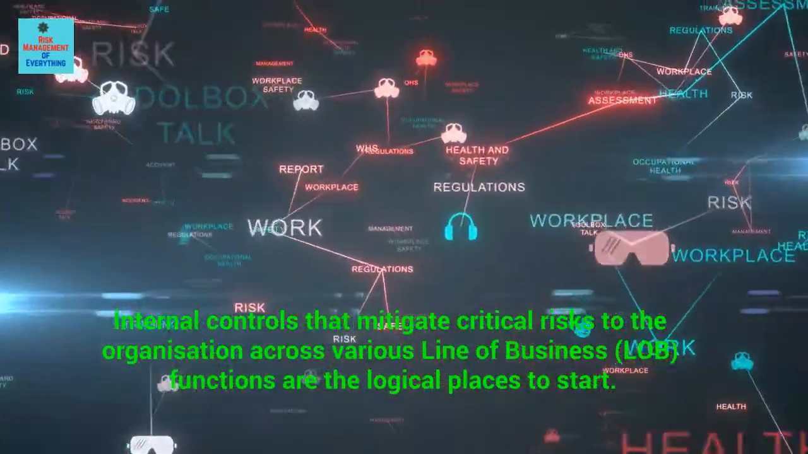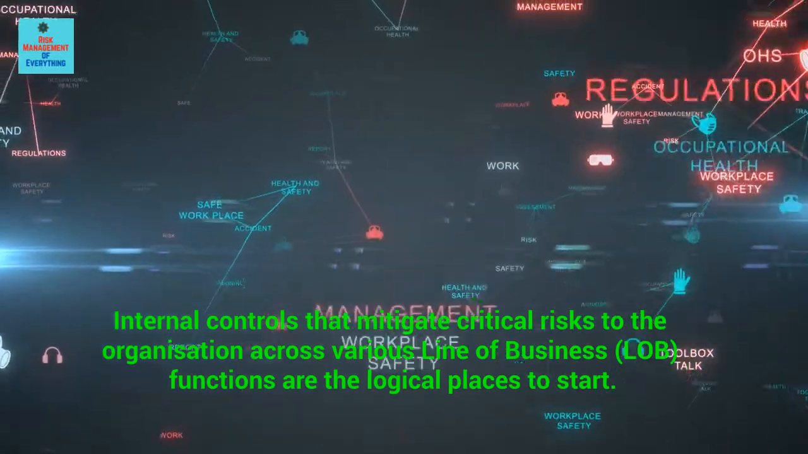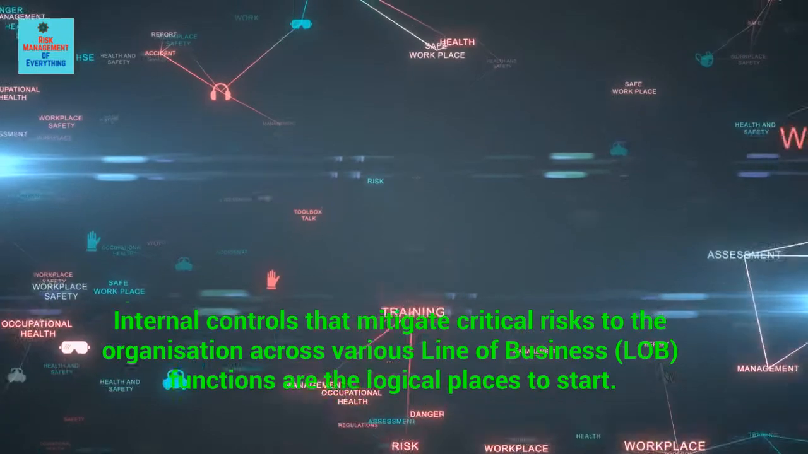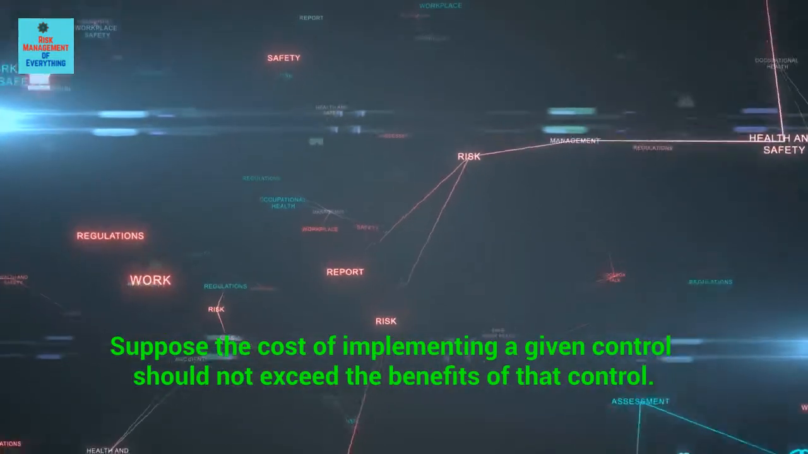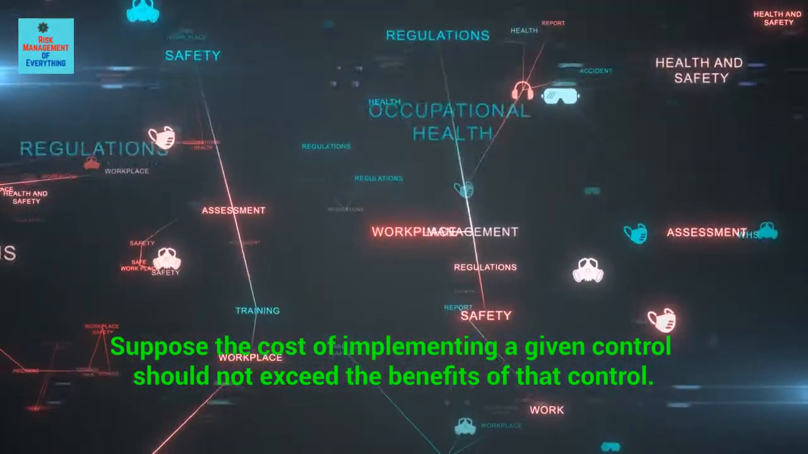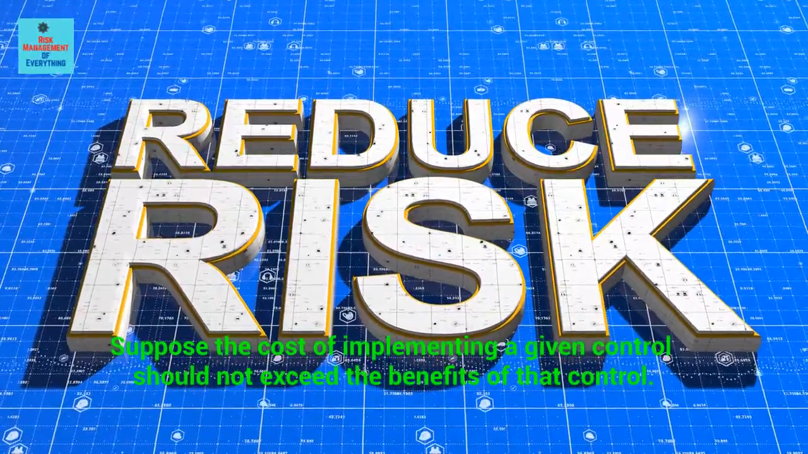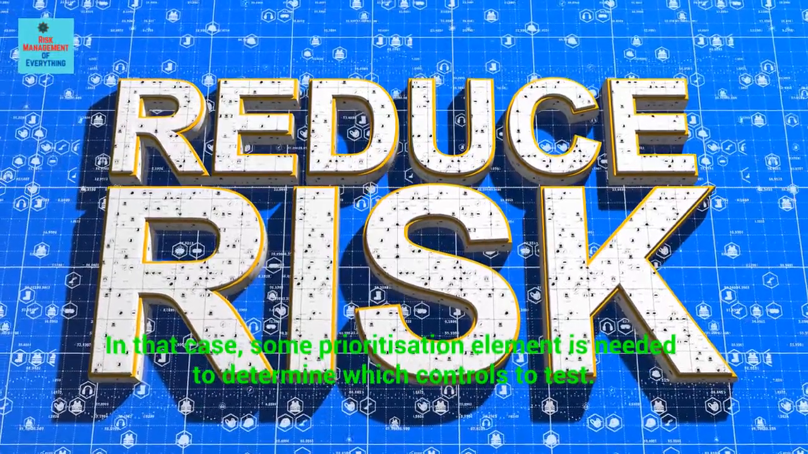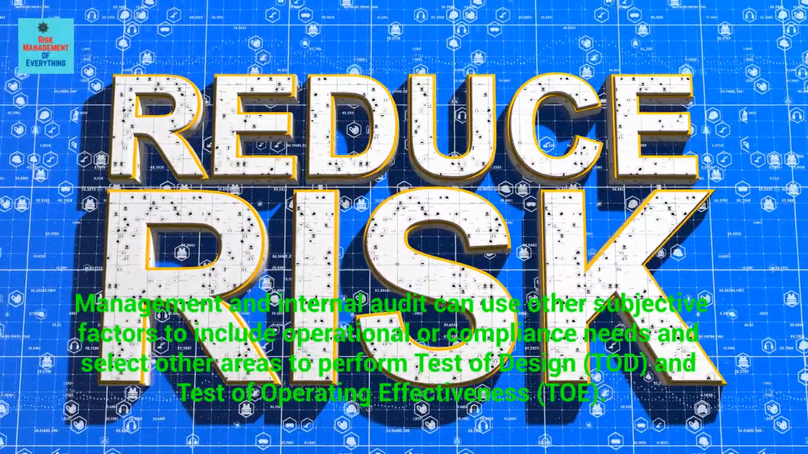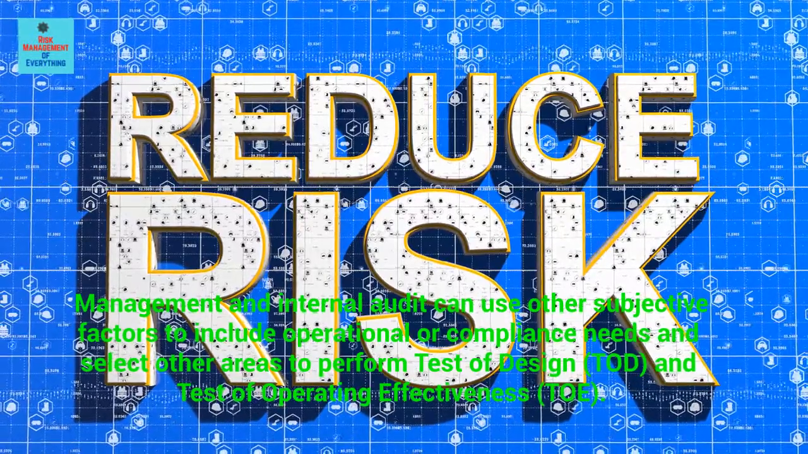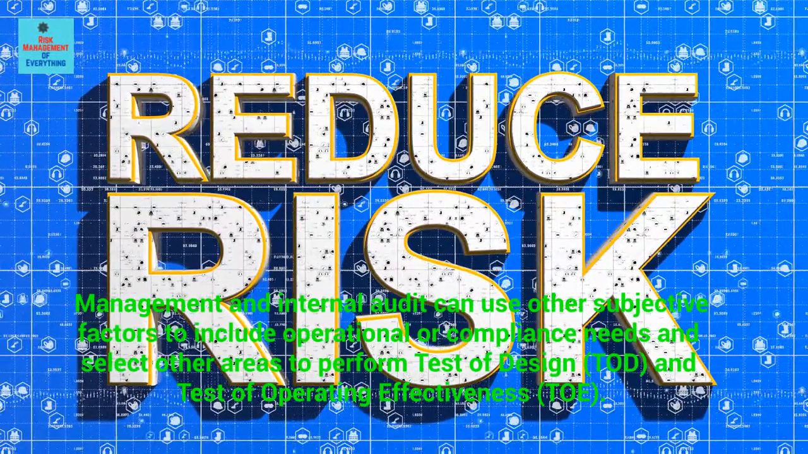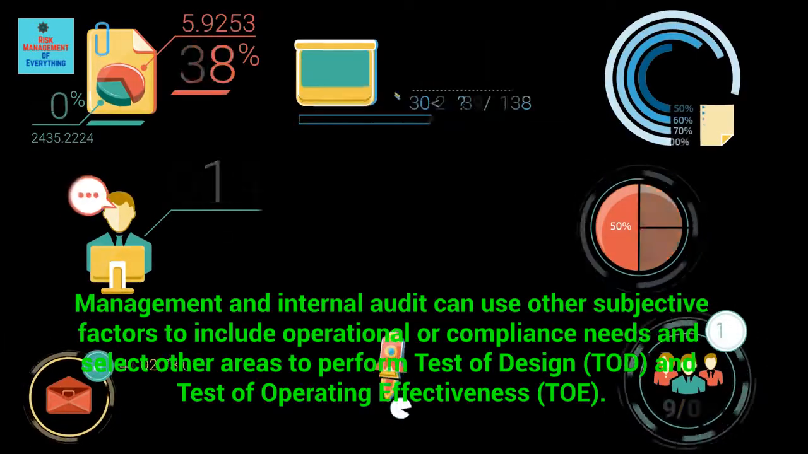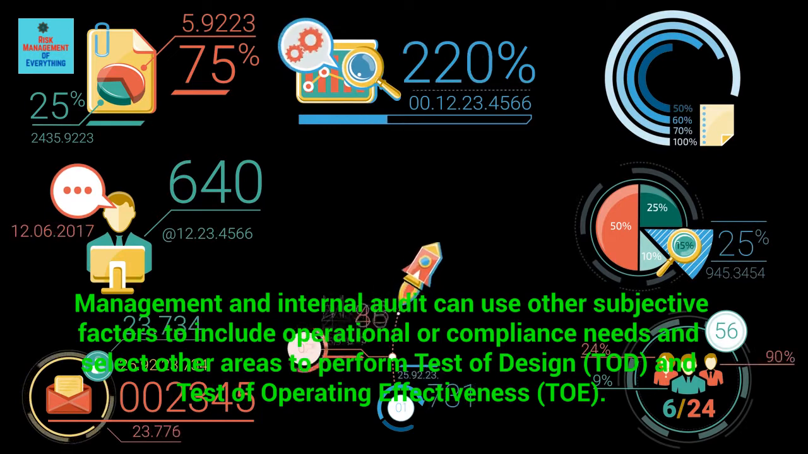Internal controls that mitigate critical risks to the organization across various line of business, LOB, functions are the logical places to start. The cost of implementing a given control should not exceed the benefits of that control. In that case, some prioritization element is needed to determine which controls to test. Management and internal audit can use other subjective factors, such as operational or compliance needs, to select other areas to perform test of design, TOD, and test of operating effectiveness, TOE.